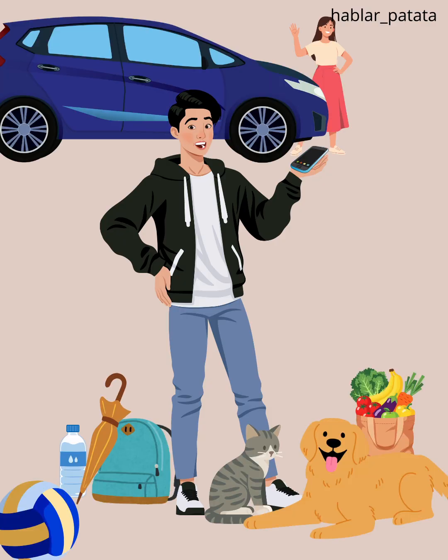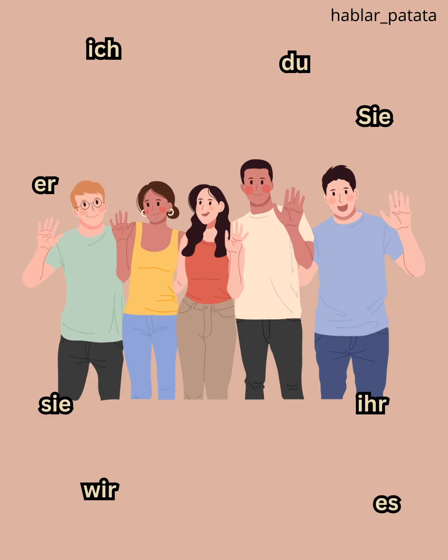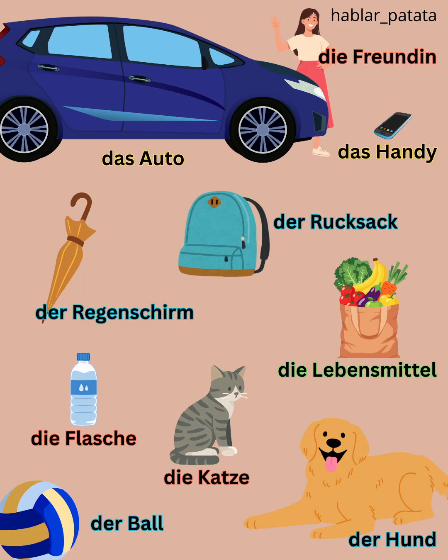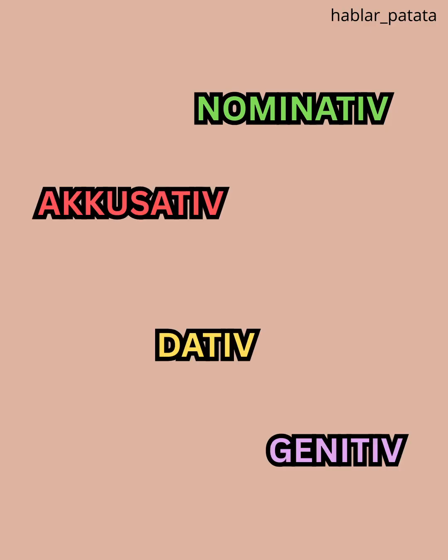If we want to use the Possessivartikel grammatically correctly, we need to know three things. We need to know who someone or something belongs to. We need to know the grammatical gender of the person or thing that belongs to someone. And we need to know the grammatical case of the word in the sentence.